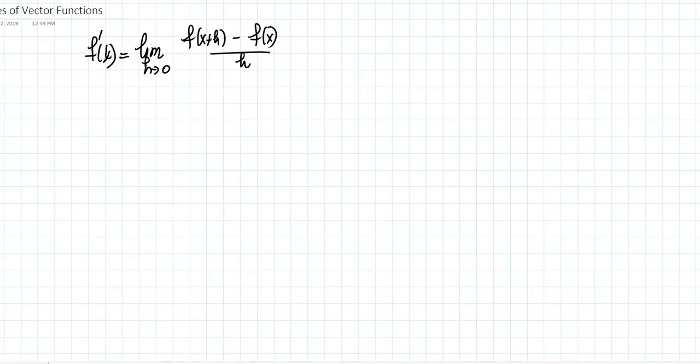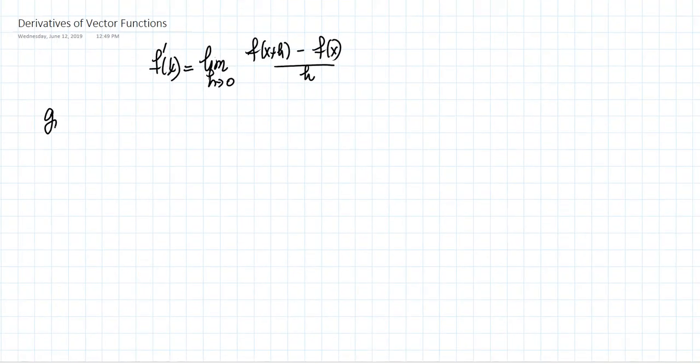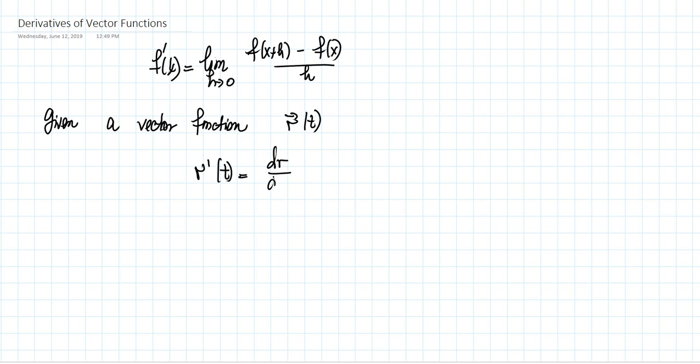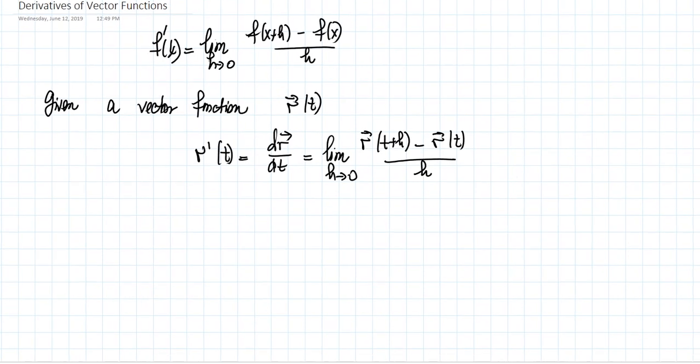So if we're given a vector function r of t, its derivative r prime of t, or we denote this as dr/dt, is a vector. It's going to be equal to the limit of r of t plus h minus r of t divided by h, where h goes to 0. Okay? So let us write down the theorem.